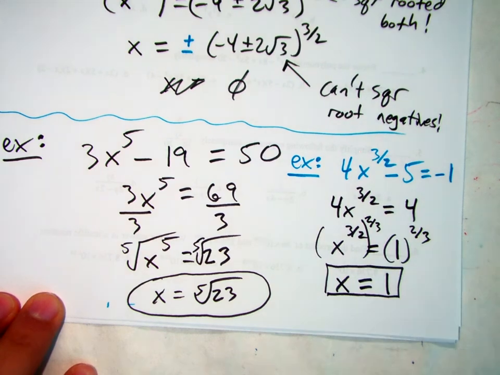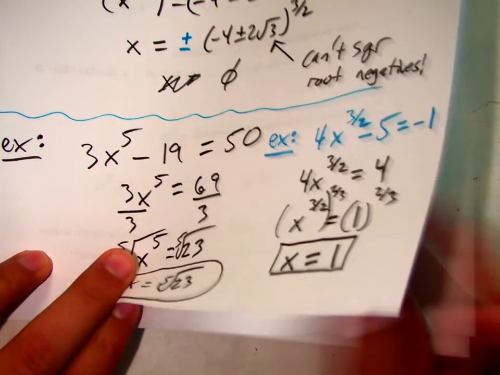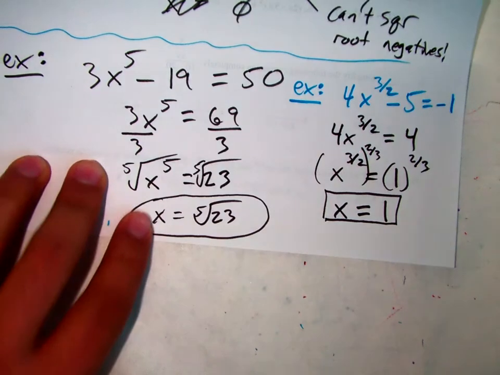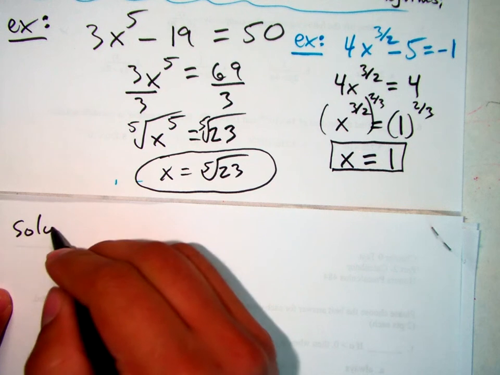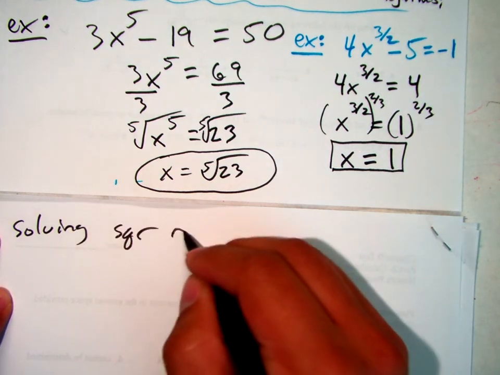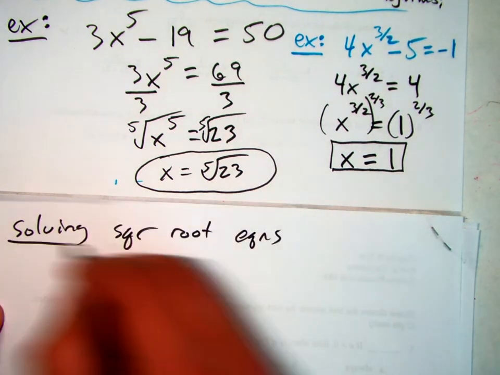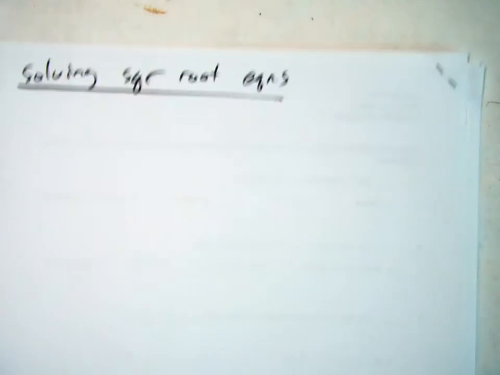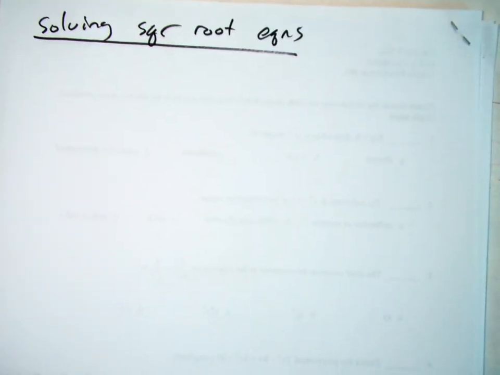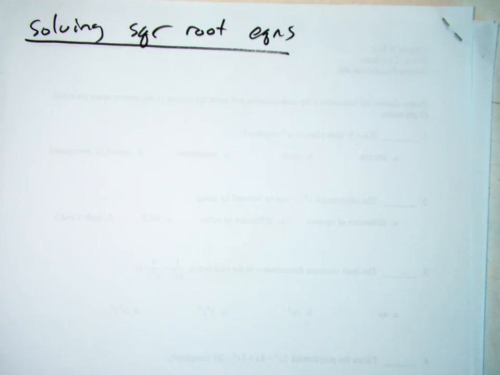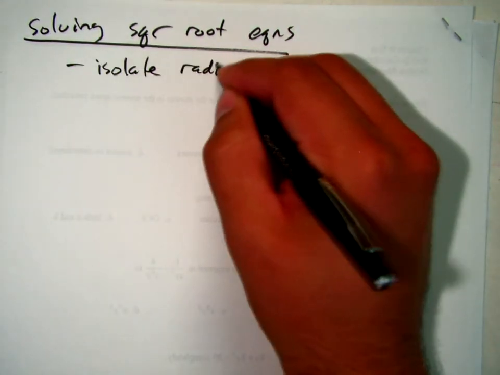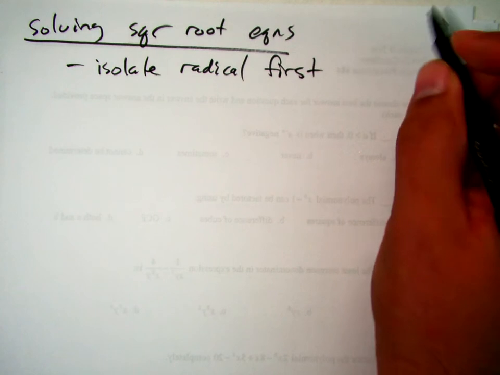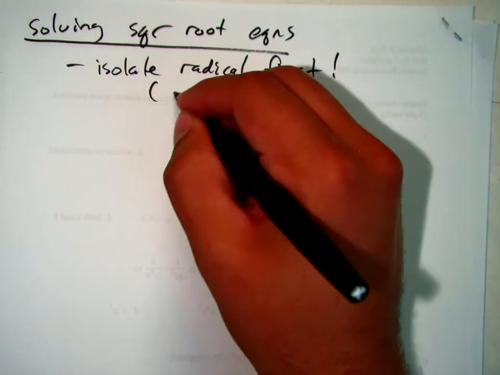All right. Last skill in the section, then we're done. Solving square root equations. Fantastic. Oh, boy. My favorite. The idea here is to isolate the radical first. Or if there's 2 of them, get at least 1 alone before you start squaring things.